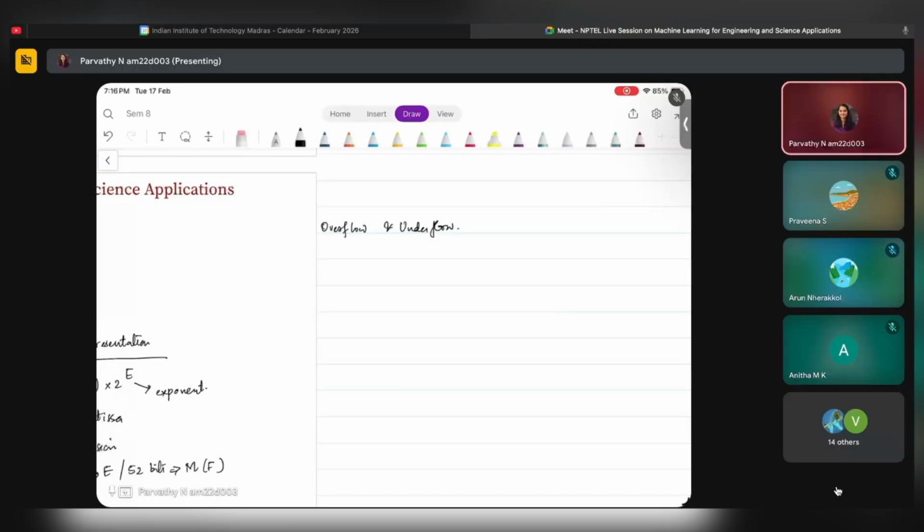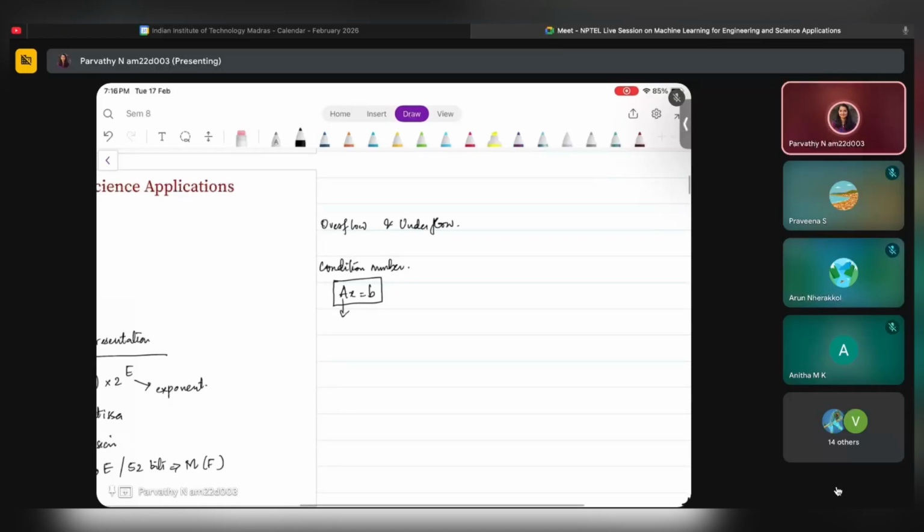So then there is something called a condition number. Suppose I have a system of equations represented in the format Ax = b. The matrix is A here. We say that this matrix is ill-conditioned if a small change in the input causes a big change in the output. So if there is a small change in b and it causes a drastic change in x, then we say that the matrix is ill-conditioned.